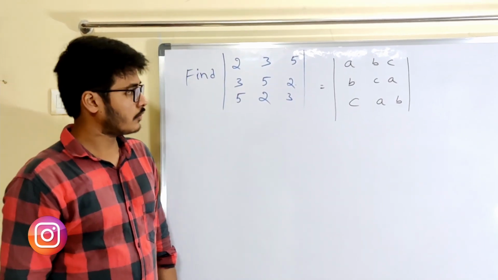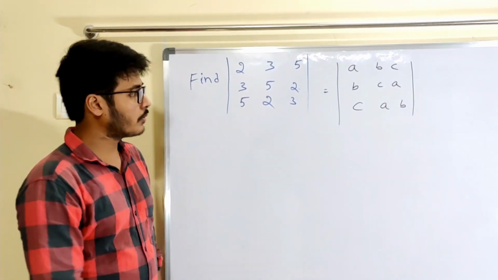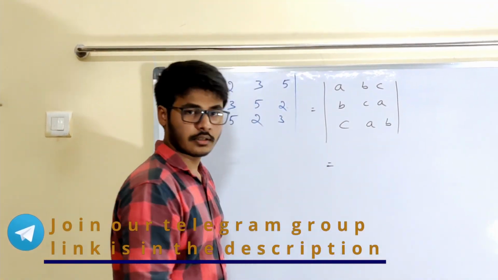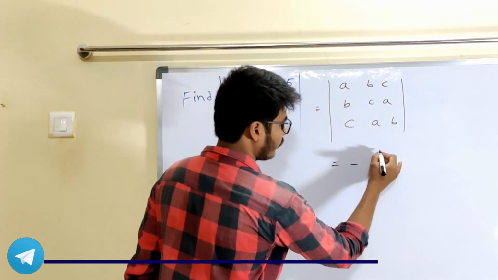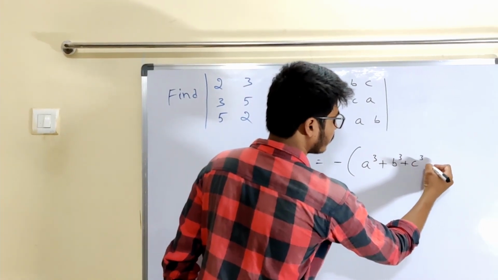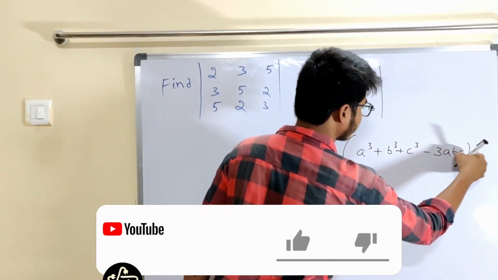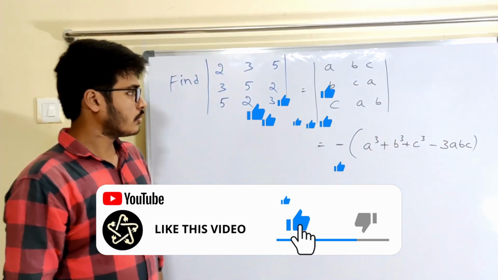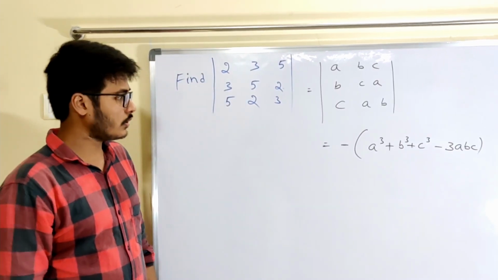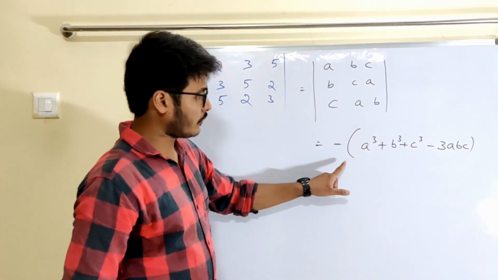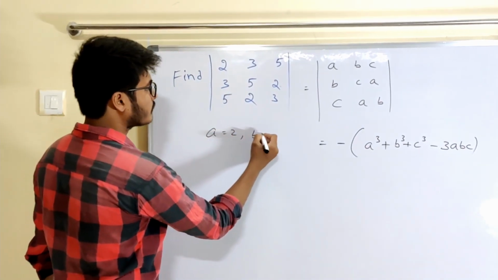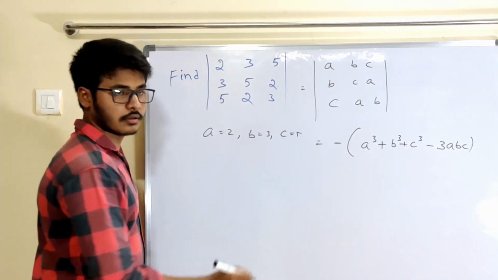Now we will see the shortcut for this determinant. Whenever the determinant is given in this form, a b c, b c a and c a b, its determinant is directly given as minus of (a cube plus b cube plus c cube minus 3abc). Whenever you come across this type of question, its determinant is directly given as minus of (a cube plus b cube plus c cube minus 3abc). Here a is 2, b is 3 and c is 5.